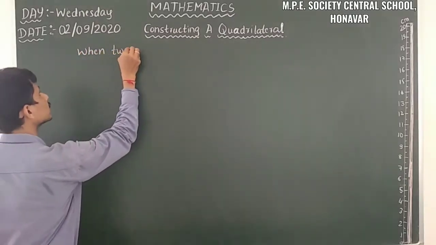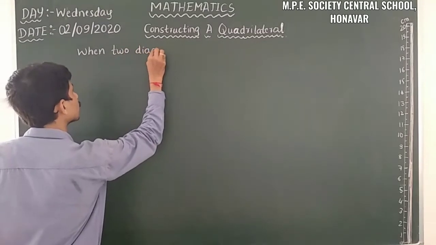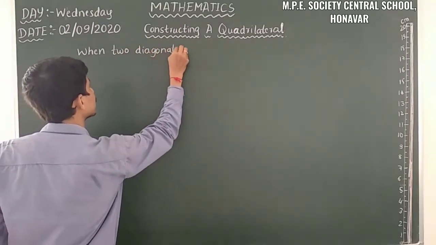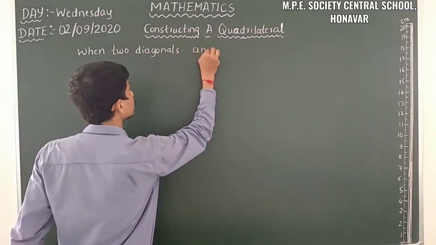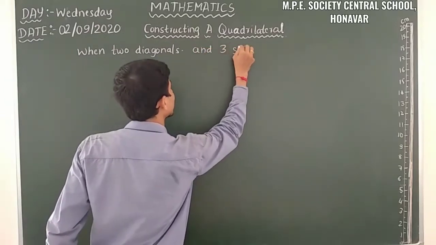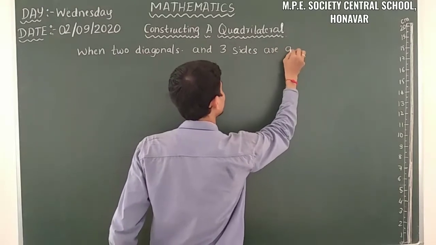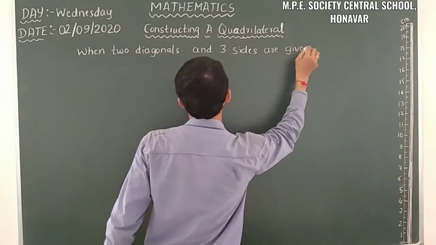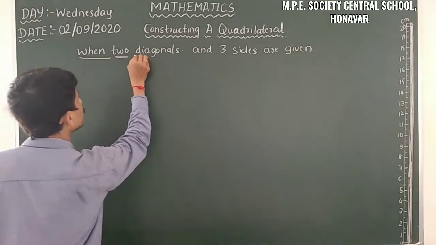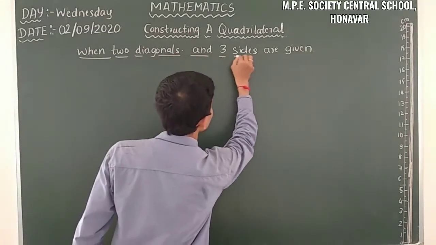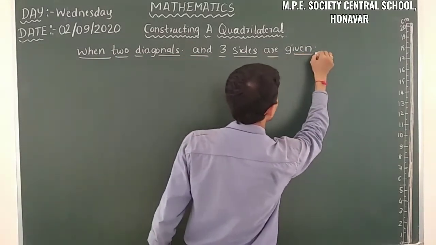Constructing a quadrilateral when two diagonals and three sides are given.